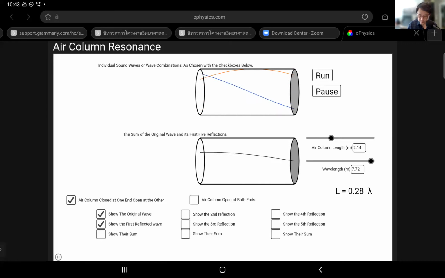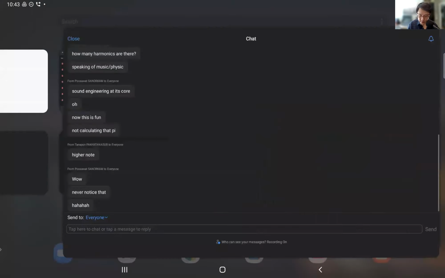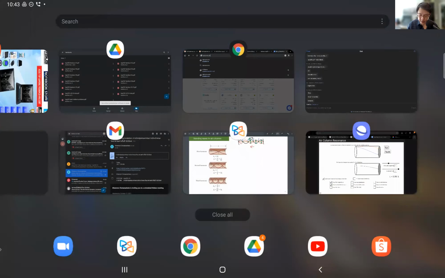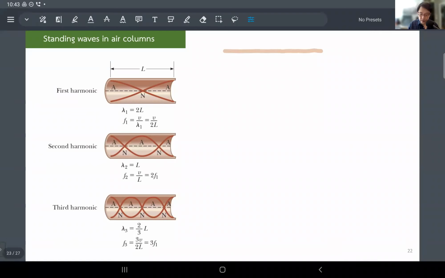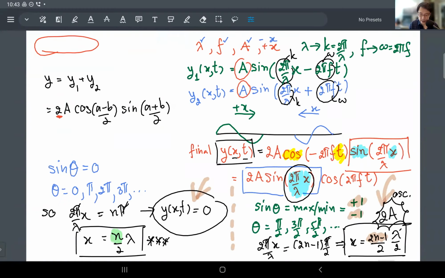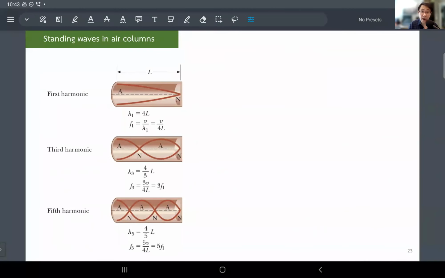Okay, let's do this. So what you have is this. Now, the way you can do it is to give the right condition for the wave to travel in a tube. Let's start with this because this is what we did, right? One end open, the other one closed. So you have a tube with one end open, one end closed.